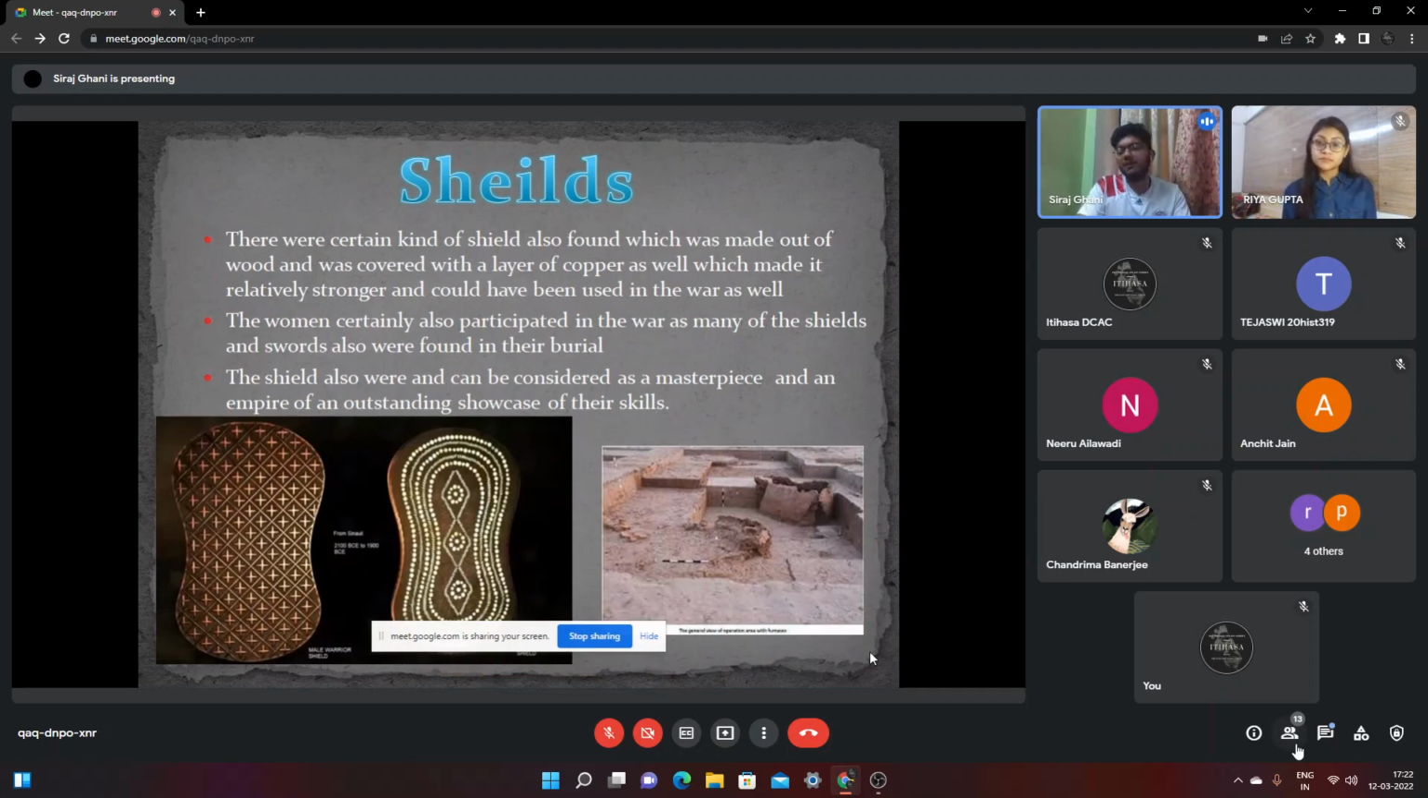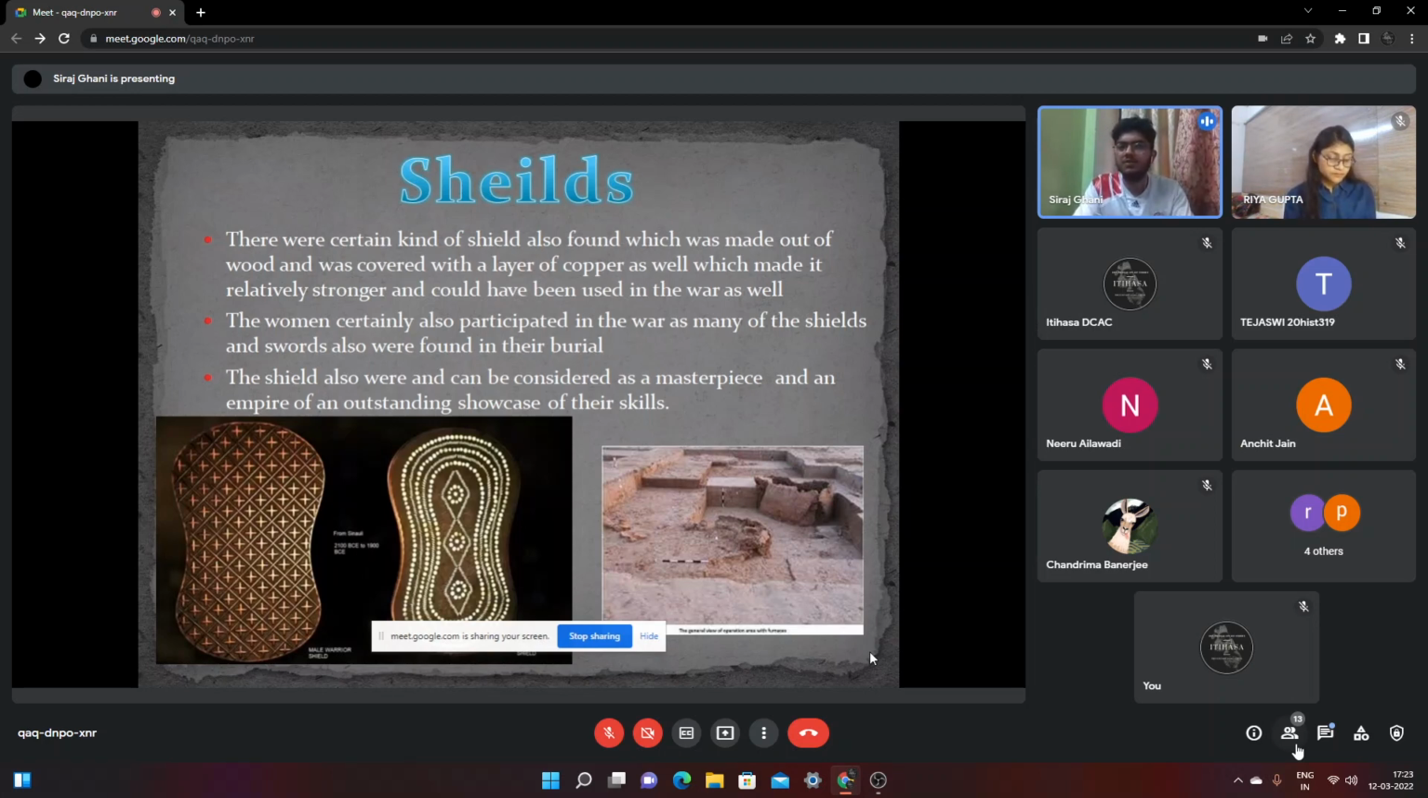If we talk about the aspect of a warrior clan, there were certain evidences of shields also found in the burials of certain people of the civilization of Sinoli, wherein there were two distinctions between the shields. A shield was made for men and a shield for women, wherein the shield for women was much more decorated and much smaller in size. The shield can also be considered a masterpiece and an outstanding showcase of how skillful they were, and how women and men were participating in war head to head.